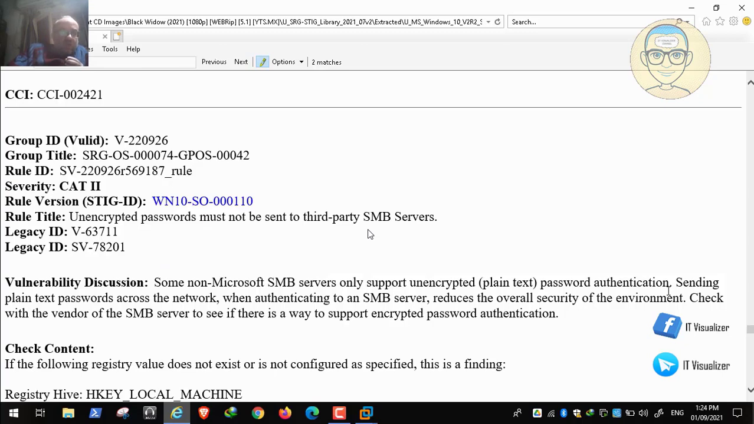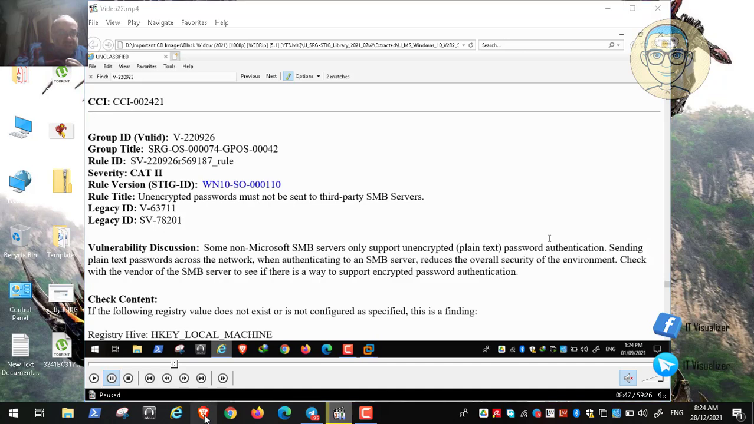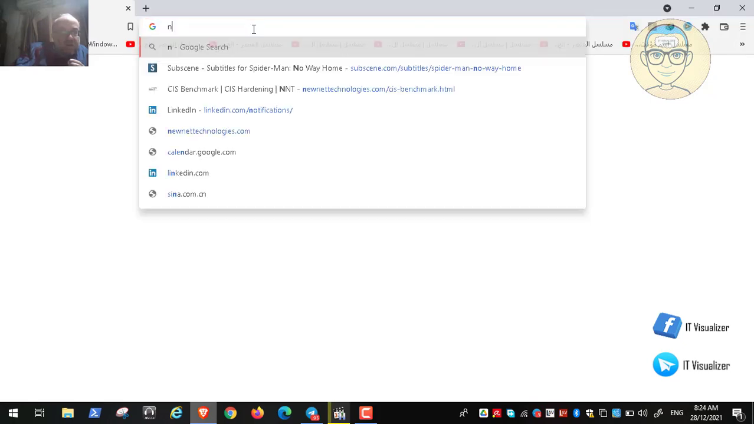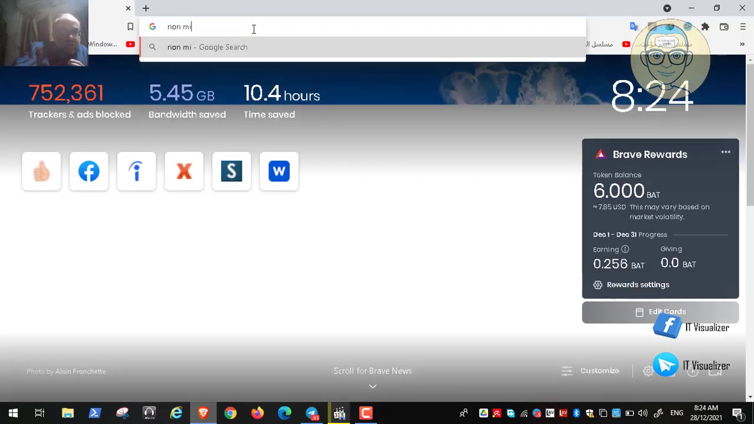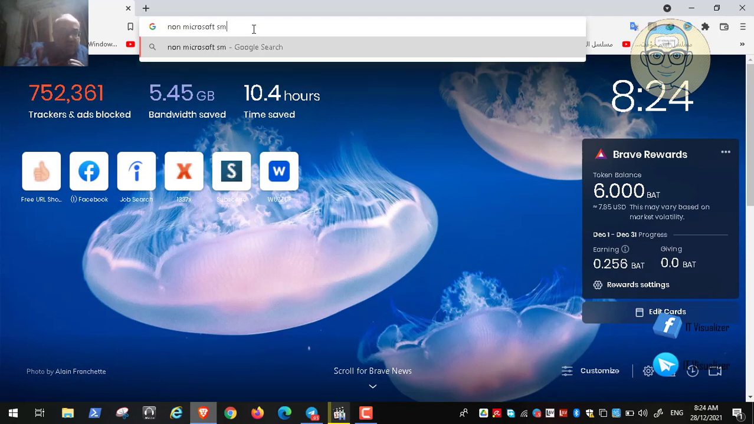So we all know the Microsoft SMB server, which is called a file server. What about non-Microsoft servers, or non-Microsoft SMB servers? What are the non-Microsoft SMB servers? Let's have a look, because I don't know actually what are the non-Microsoft SMB servers.